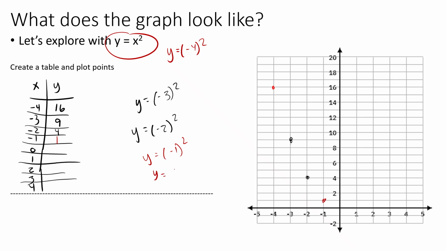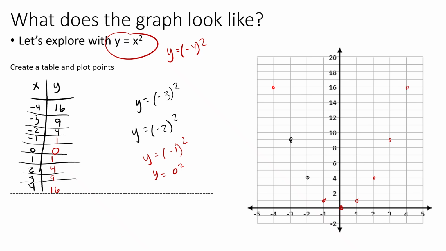Next one is 0. Well, 0 times 0 is 0, so that's the point 0, 0. And then what you want to notice is that you're going to have some symmetry here. So 1 squared is 1, so it actually turns around and starts going in the other direction. 2 squared is 4. 3 squared is 9, and 4 squared is 16.